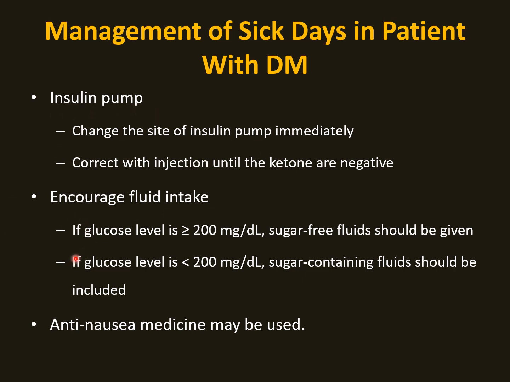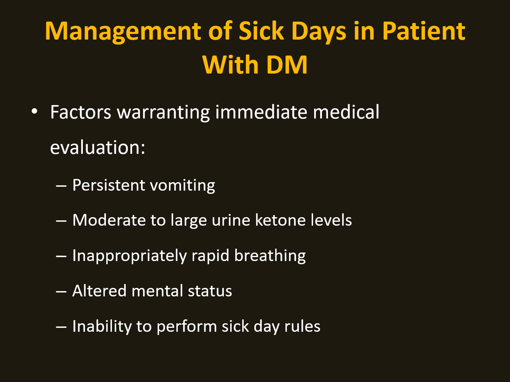Encourage fluid intake. If the glucose level is more than 200, sugar-free fluid should be given. If the glucose level is less than 200, sugar-containing fluid should be included. Anti-nausea medicine can be used and is actually advised if the patient is having nausea. Factors requiring immediate intervention and going to the hospital are persistent vomiting, moderate to large ketone levels, inappropriate rapid breathing, altered mental status, and inability to perform sick day rules.